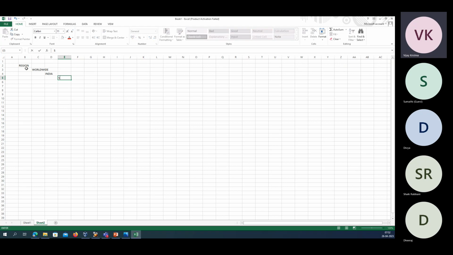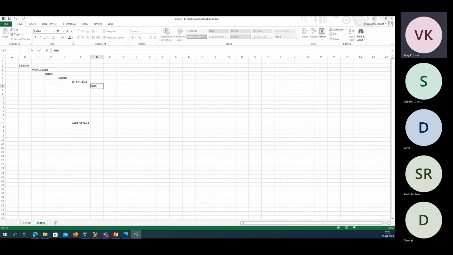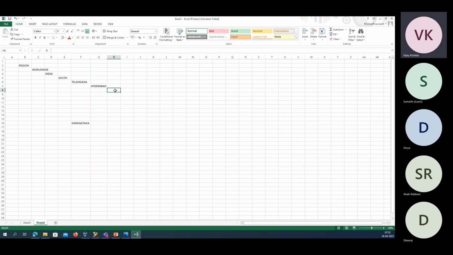Okay. I have South. Under South India, I have Telangana and Karnataka. Under Telangana, I have Hyderabad. Under Hyderabad, say for example, I have Madhapur, Ashar Nagar, High Tech City, Miapur, Kundapur. Karnataka, I have Bangalore.